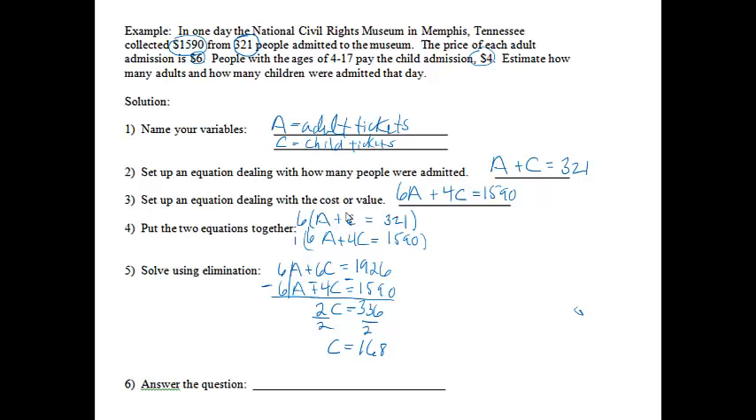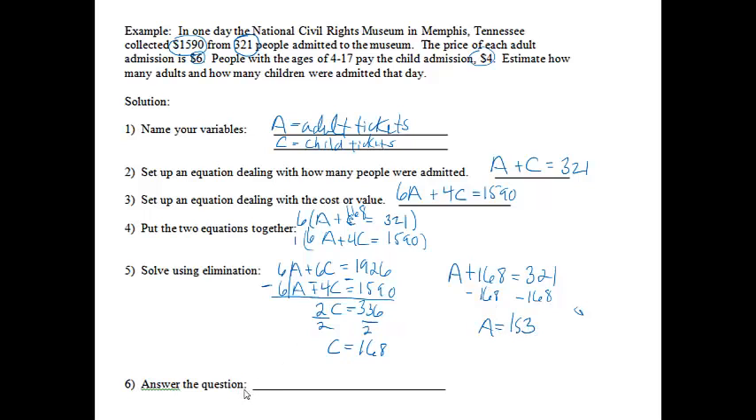All right, and then what we can do is go back up into our top equation. So we'll cross off C and we'll put 168. So we have A plus 168 equals 321. And then we'll subtract 168 from both sides. And we will get A equals 321 minus 168, which is 153.